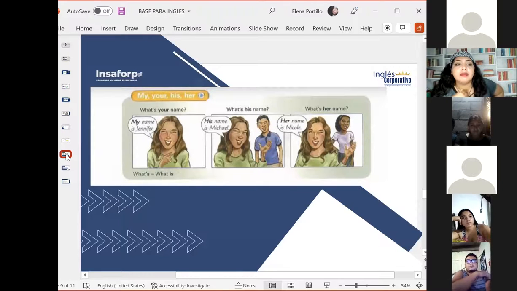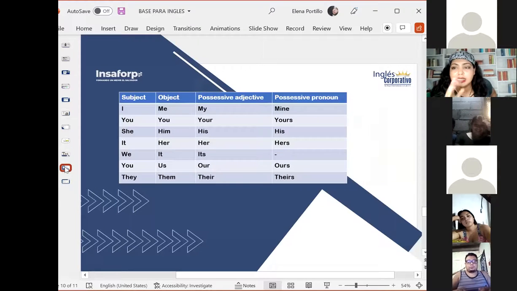Mi nombre, my name is Jennifer. His name is Michael, su nombre es Michael. And her name is Nicole. Su nombre de ella es Nicole. So, those are the possessive that we are going to learn how to use it. And we have this table.